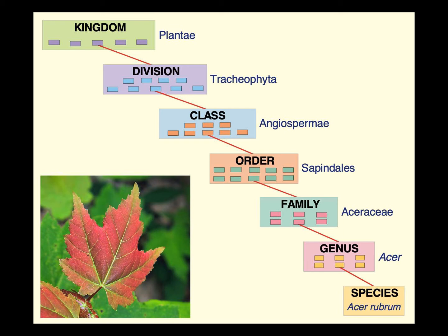In this case, we're seeing how we classify red maple, or Acer rubrum. So Acer rubrum belongs to the genus Acer. It belongs to the family Aceraceae, order Sapindales, class Angiospermae, division Tracheophyta, and kingdom Plantae.